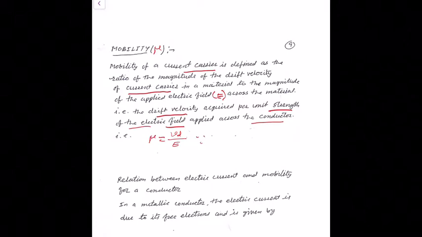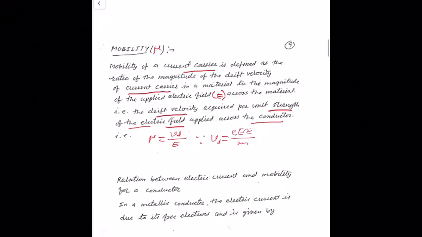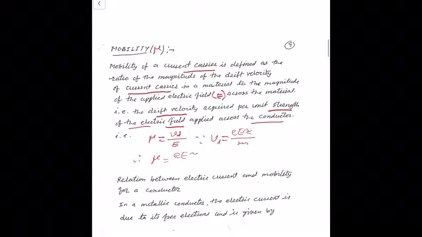Since Vd equal to e E tau upon m, therefore mu equal to e tau upon m.